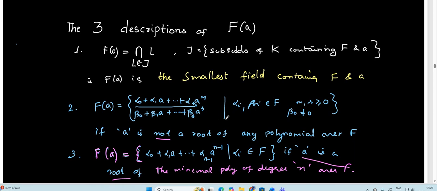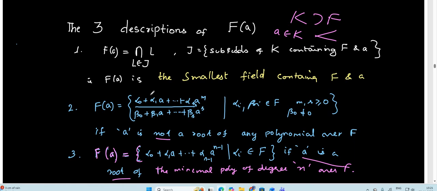Then another description is we have K to be an extension of F. So when I consider an element, say a in K, a can satisfy a polynomial or it is not a root of any polynomial. Now suppose a is not a root of any polynomial over F, then in this way F(a) is described as the collection of all quotients f(a) by g(a).